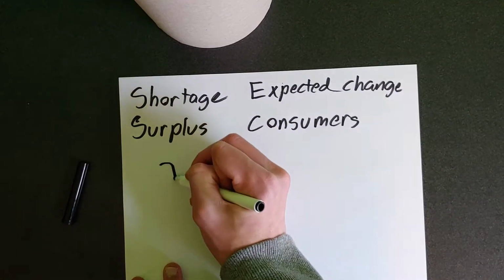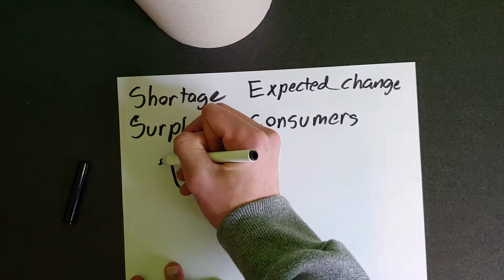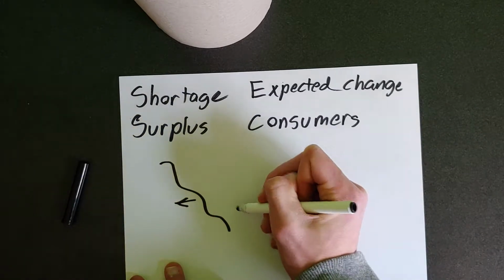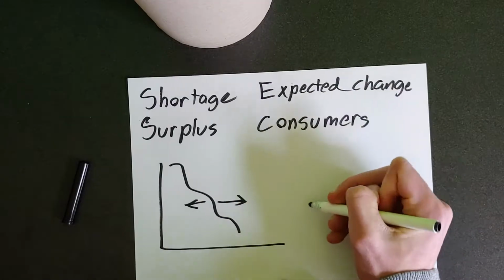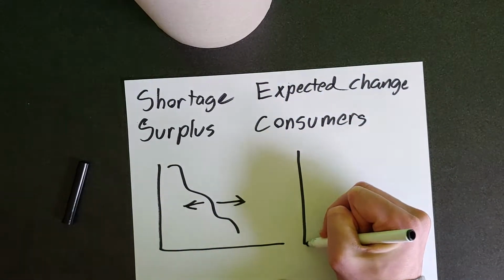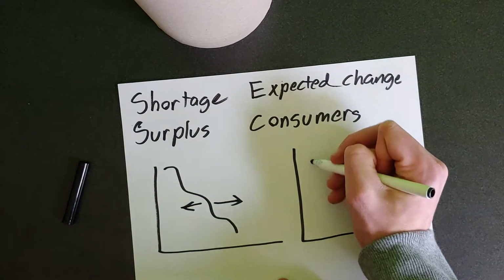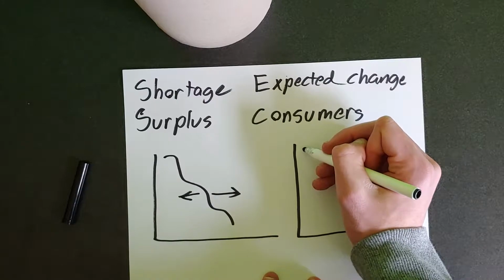And demand, if there's less demand, it'll often shift this way. If there's more demand, it'll shift this way on the graph. And supply is the same way. And equilibrium will also move as well, which is very important because it'll change the market completely.